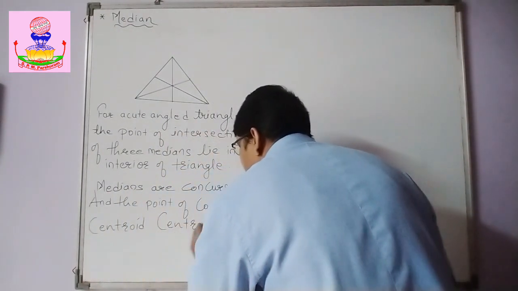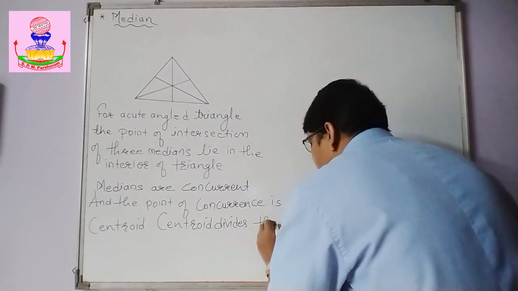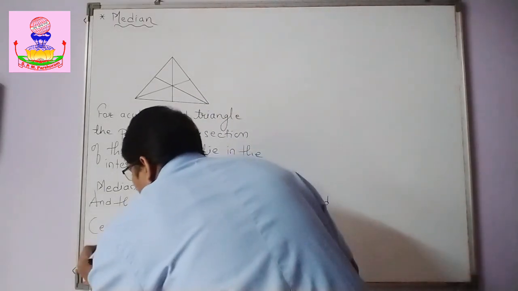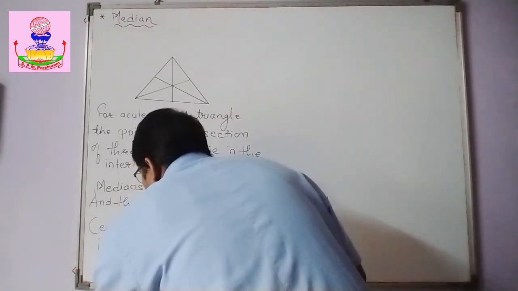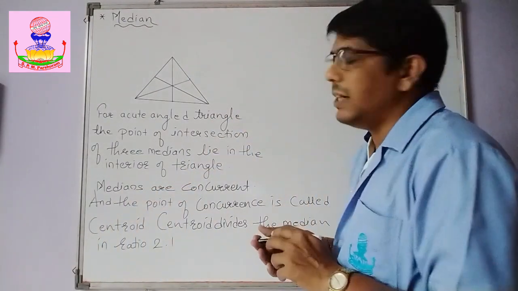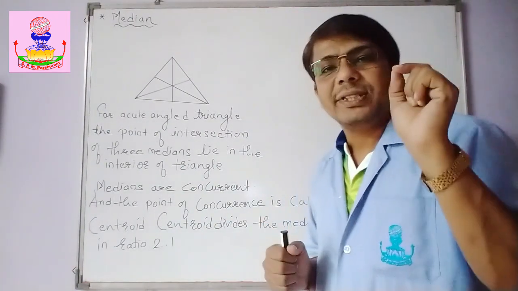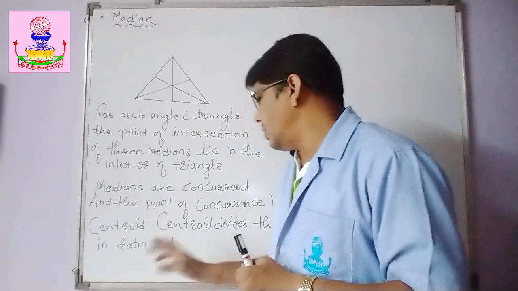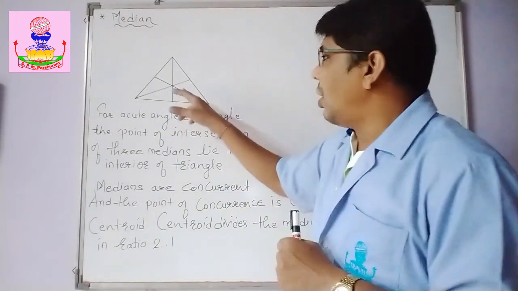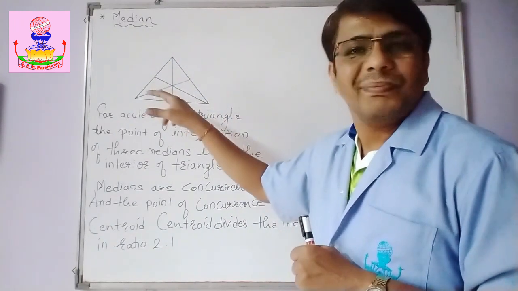Centroid divides the median in ratio 2:1. Okay, so there are three medians, and medians are concurrent, and the point of concurrence is called a centroid, and centroid divides the medians in the ratio 2:1. One more thing, all the medians lie in the interior of an acute angle triangle.